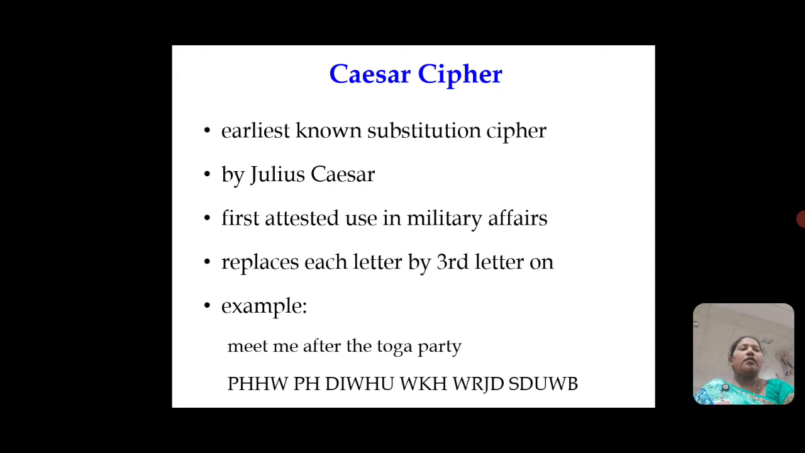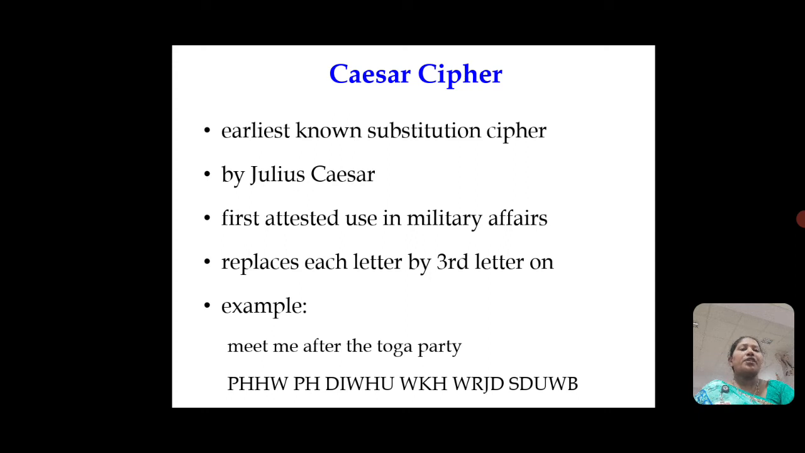So the third letter from M is P. Therefore you will be replacing M by P. After E, the third letter is H. So E will be replaced by H. Similarly, the second E will also be replaced by H, and the T. In meet you are having the letter T. From T, the third letter is W. T, U, V, W. So W will be replaced here.